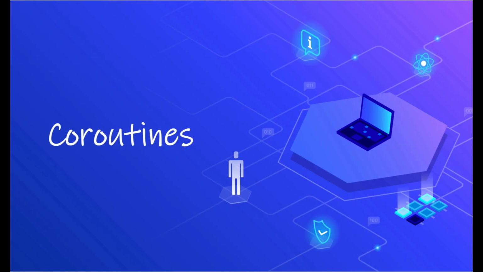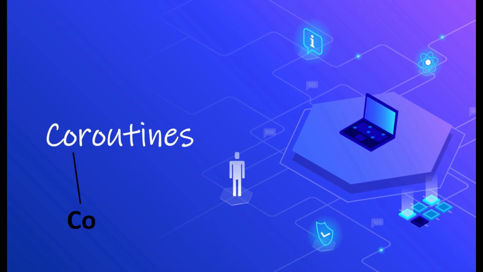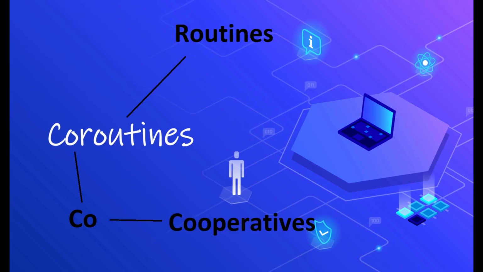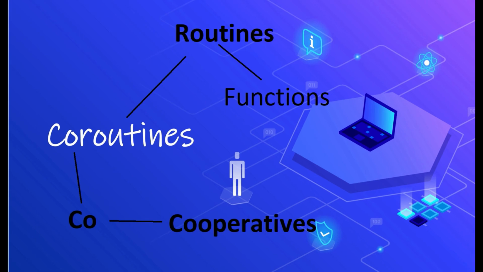Now to further explain coroutines, as you can see, the word coroutine is made up of two words. The first word is co and the second word is routines. Co can be expanded into cooperatives and routines can be expanded into functions which we use in our day-to-day programming. So you must be wondering what is meant by cooperative functions and how functions cooperate with each other.